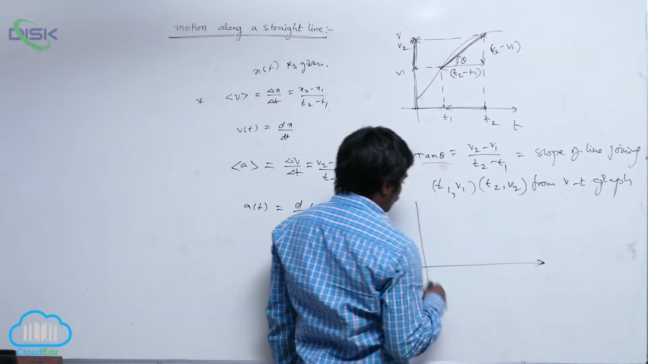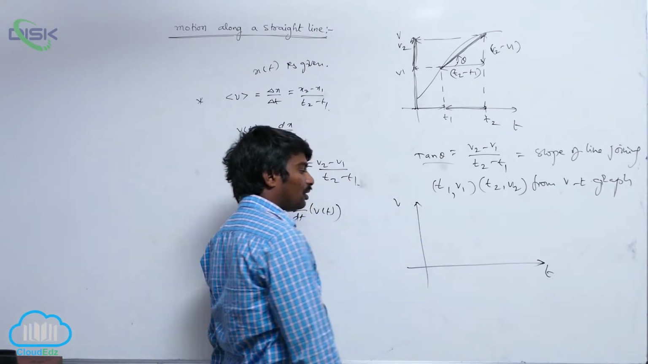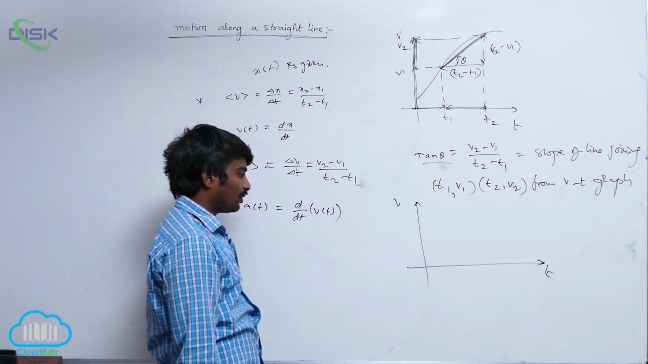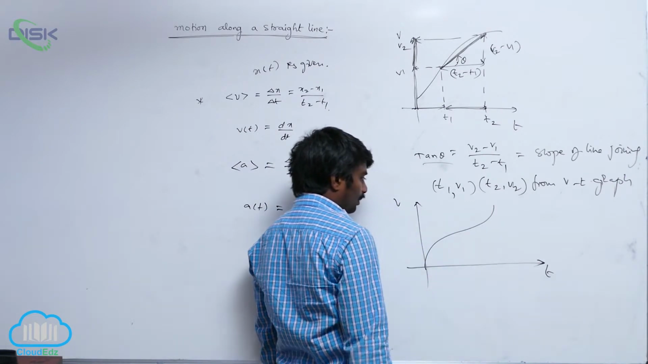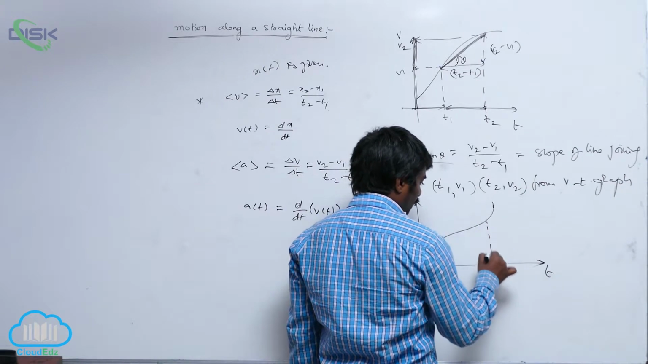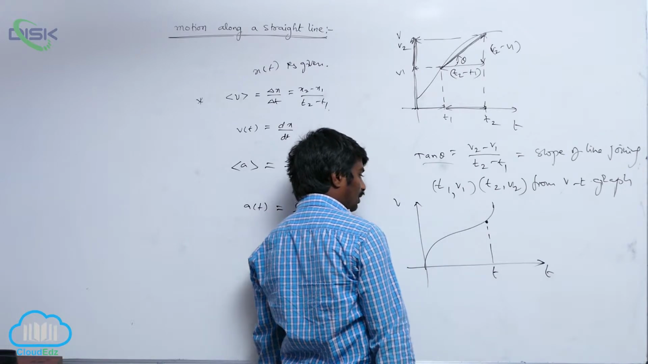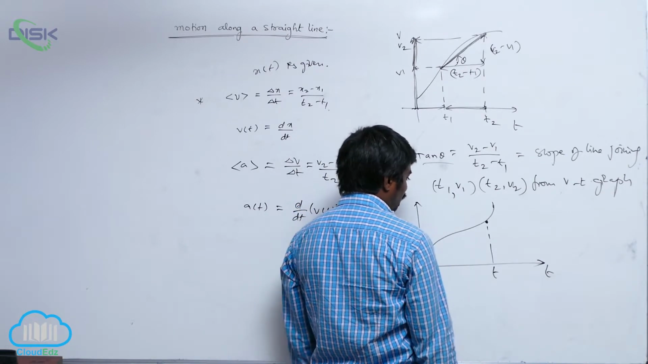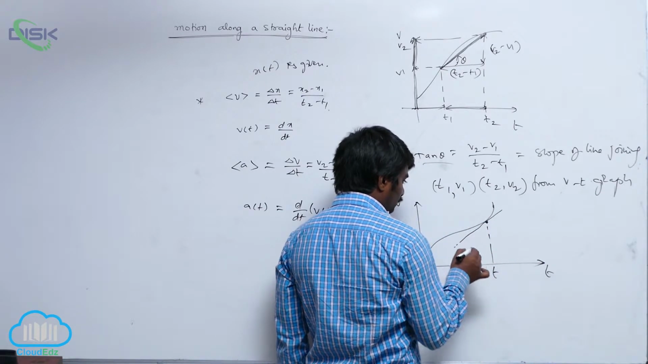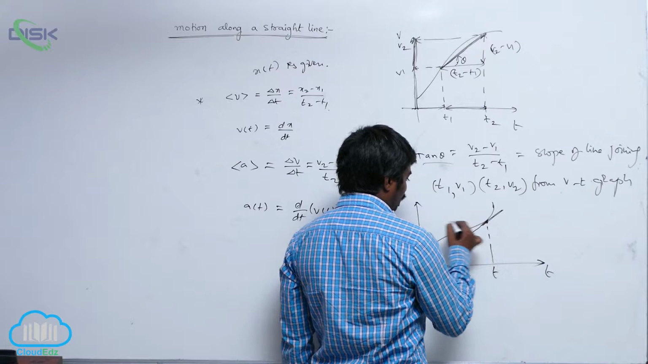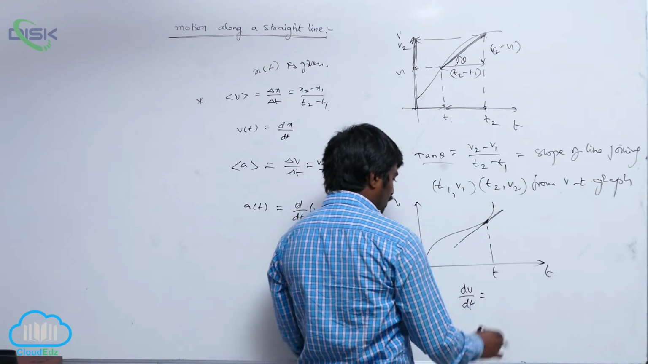And how to calculate instantaneous acceleration? Definitely he is going to give you the time at which you have to calculate instantaneous acceleration from the VT graph. Suppose you take any arbitrary point, let me take this as time t. At this time he asked us to calculate instantaneous acceleration. Then what do you do? You draw a tangent to this graph at this point, and the slope of this tangent drawn to the VT graph gives you dv by dt, that is equal to instantaneous acceleration.